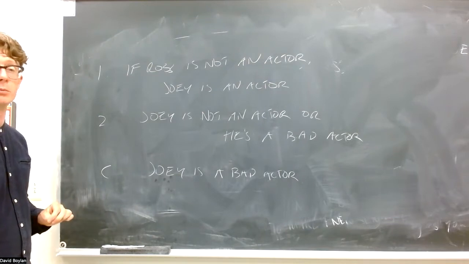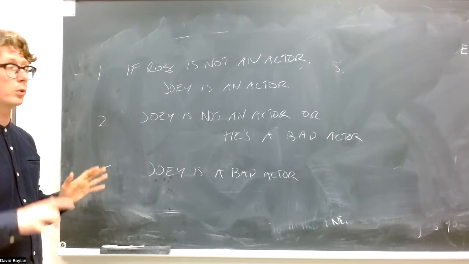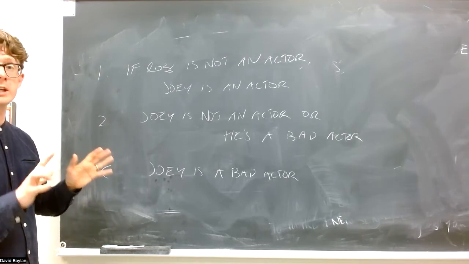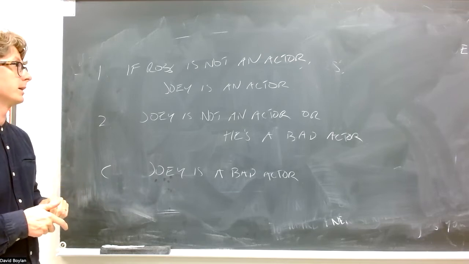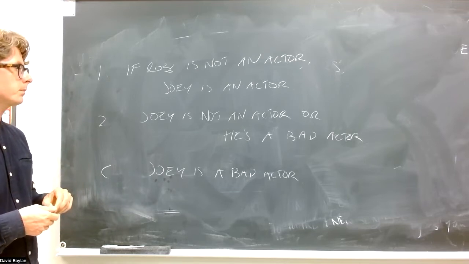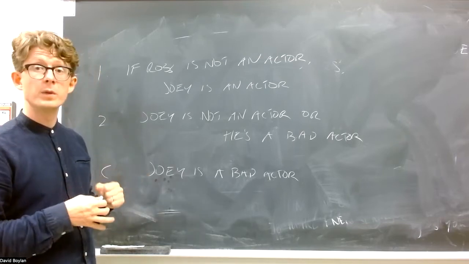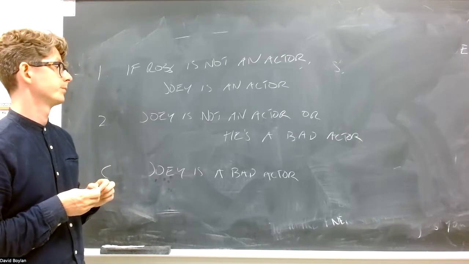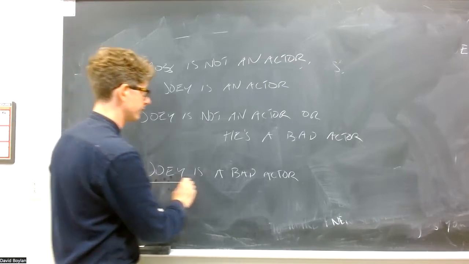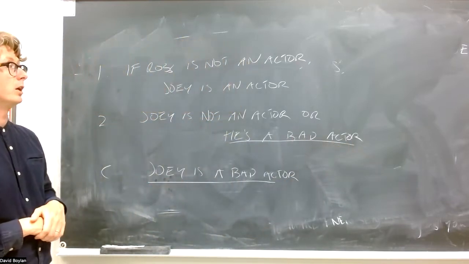So slightly more complicated. We're going to do exactly the same thing though. We're going to start off by looking at the argument, seeing which are the atomic sentences, and making sure we replace them the same way. Now, there are in fact 3 different atomic sentences here. One of them is Joey's a bad actor. But we have to be careful about what the other 2 are.